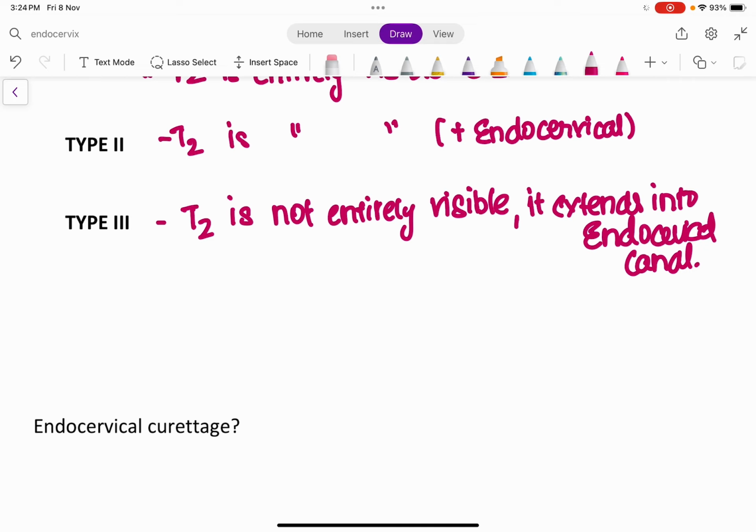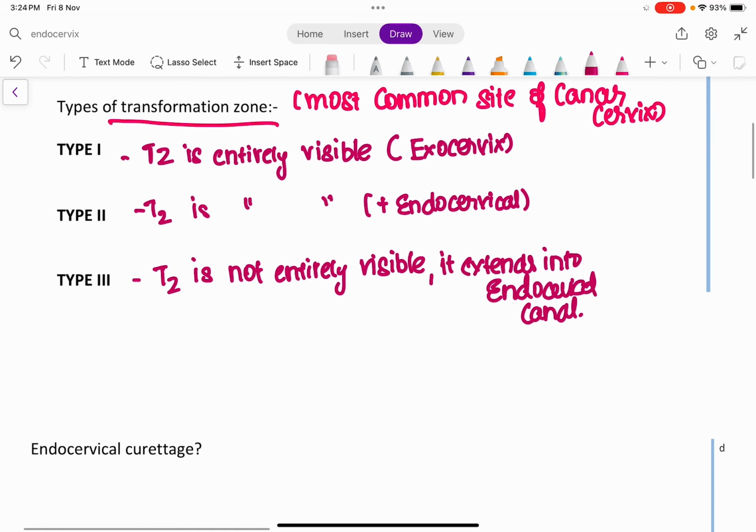So we have three types of transformation zone: type 1, type 2 and type 3. In type 1 and type 2, you can visualize the transformation zone completely. In type 1, it is going to be situated in the exocervix only, but in type 2, it is going to have an endocervical component as well. But in type 3, since it extends inside the endocervical canal, the transformation zone is not fully visible. Is that clear? So it is type 1, type 2 and type 3 transformation zone.